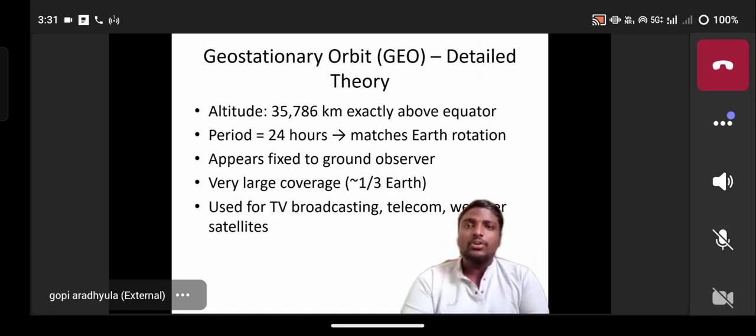Now discuss about GEO. GEO means geostationary orbit. Altitude 35,786 kilometers, exactly above the equator. Period 24 hours, matching Earth's rotation, so it appears fixed to the ground. Observes a very large coverage, one-third of Earth. Used for TV broadcasting, telecom, and weather satellites.